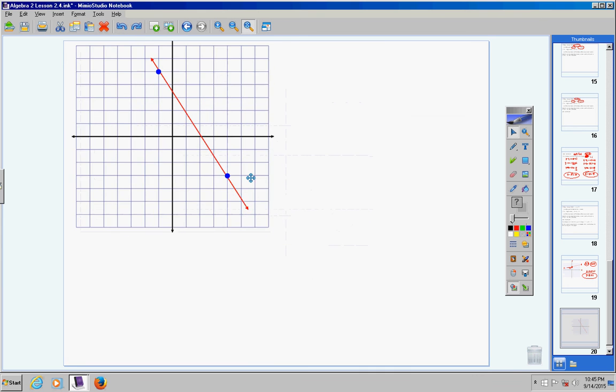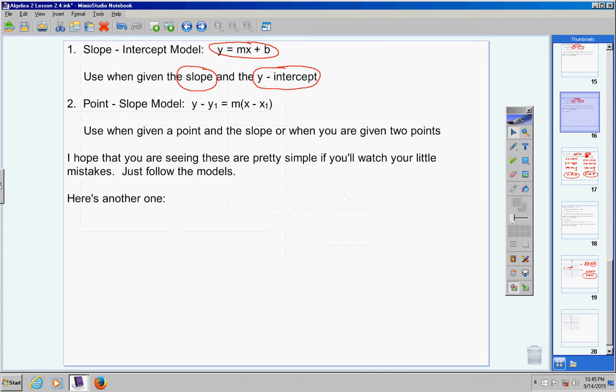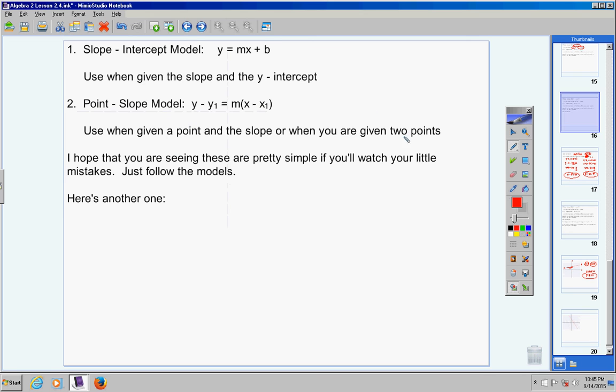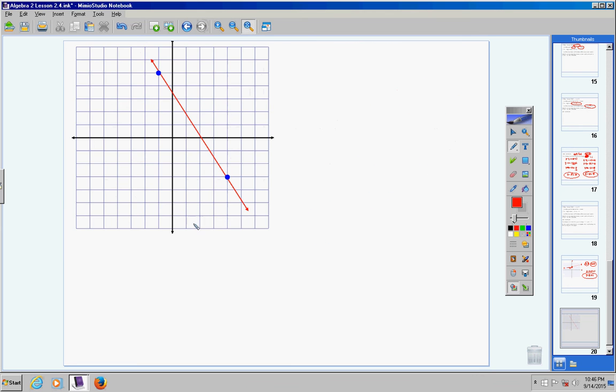we know for sure that we're not going to use this formula here because you have to know the y-intercept and the slope. So what we do know is we know 2 points the line falls on. 2 points, right? Here's a point, here's a point. So if you know 2 points, when you're given 2 points, what model do you use? That one right there. So that's the model we're going to use.